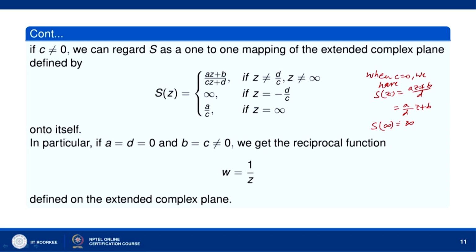Now, in particular, if a equal to d equal to 0 and b equal to c not equal to 0, let us see w equal to (az + b)/(cz + d). Here if you notice, if you take a equal to d equal to 0, we get b divided by cz, and b and c are equal, so this is 1 by z. Okay. So, when a and d are 0 and b is equal to c not equal to 0, we get w equal to 1 by z defined on the extended complex z plane.